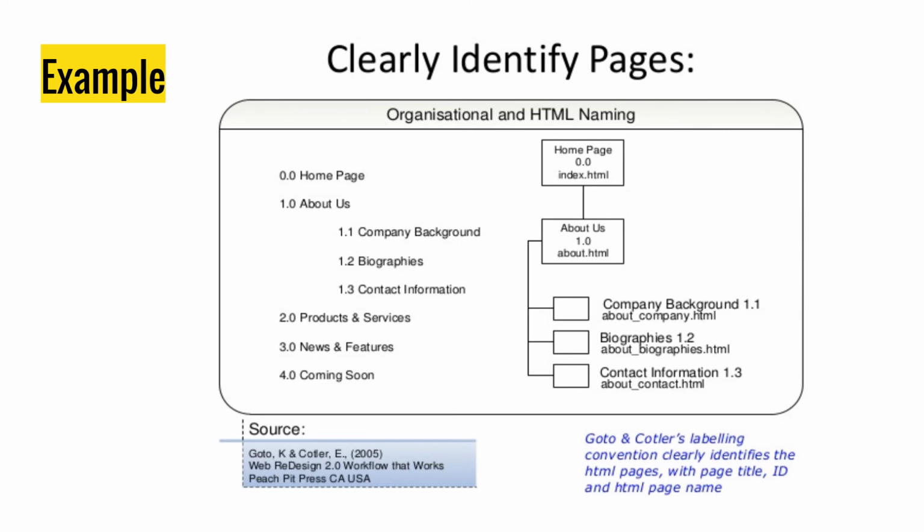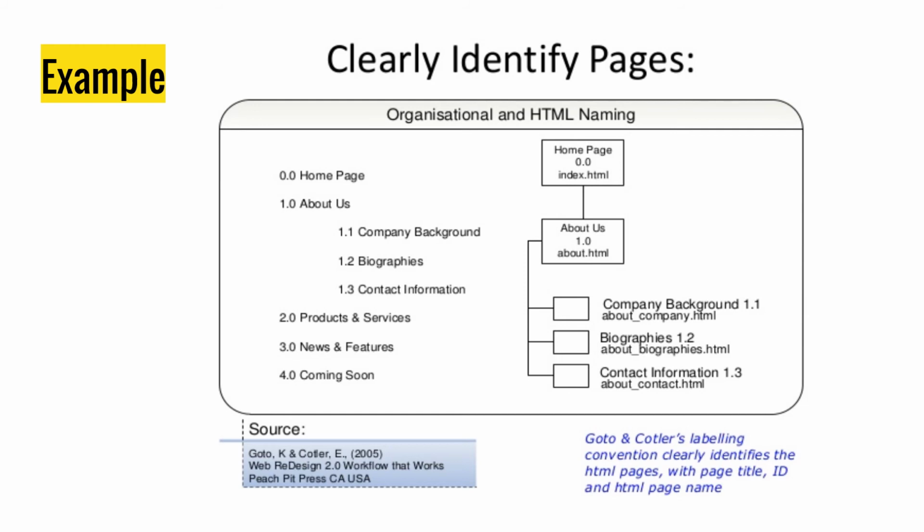But when it comes to navigation, it can be quite complicated, because whatever you have in your mind just stays in your mind. But if you present the content in the form of a site mapping, it helps you to understand, okay, right after 1.0 About Us, what do I want to have? Company background, biographies, contact. I'm referring to this example here.